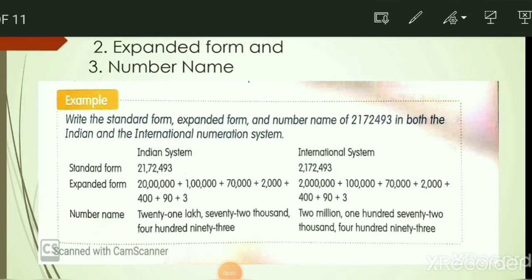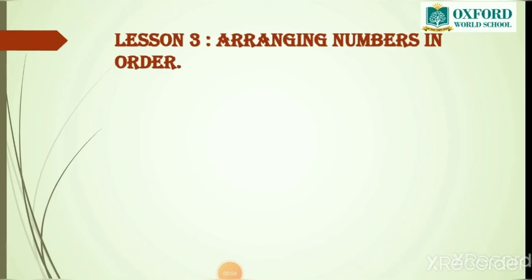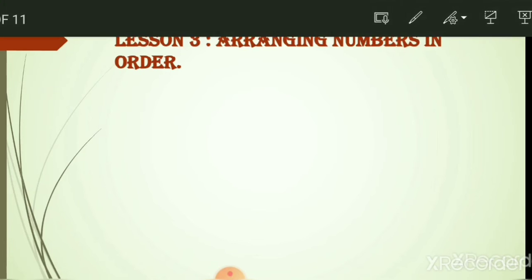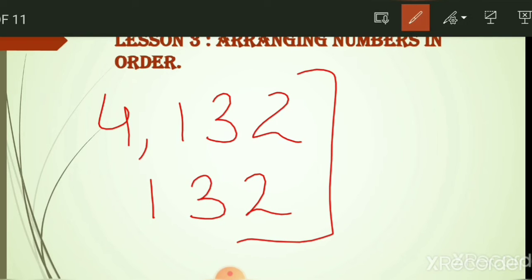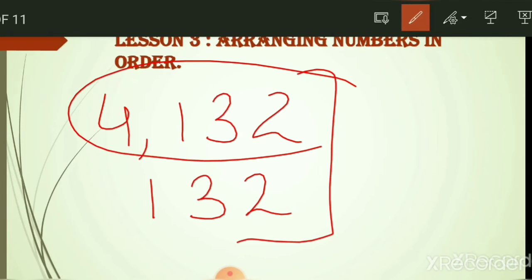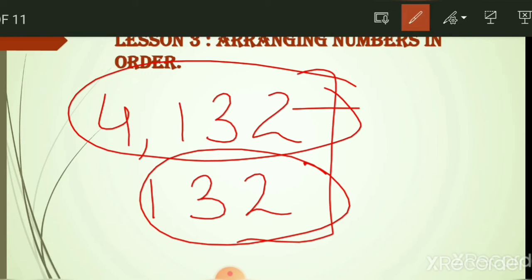So now let's come to lesson 3, that is arranging numbers in order. So it is easy to compare two numbers that have a different number of digit. For example, 4,132 and 132. So we can compare these two numbers easily because the number of digits are different. So the number with greater number of digit is greater, right? So here we have 4 digits and here we have 3 digits. So obviously this one is greater than this one.